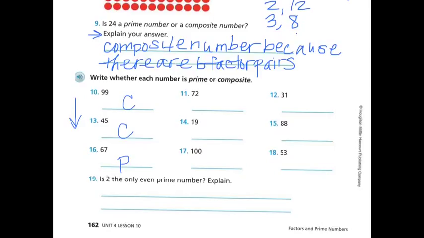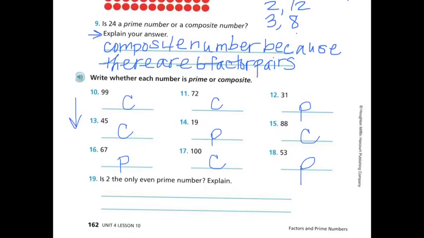72. I know that one's composite right off the bat because I know 9 times 8 is 72, and that already takes it above the 1 and itself. 19 is prime. 100, oh, we made a whole list of factor pairs on the first page, so we know that this one is composite. 31 is prime. 88, I know 1 and 88, 2 and 44, so I automatically know that that's composite. 53 is prime. 1 and 53 are the only factor pairs.